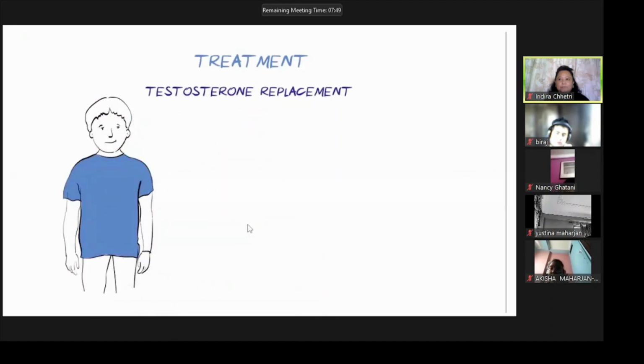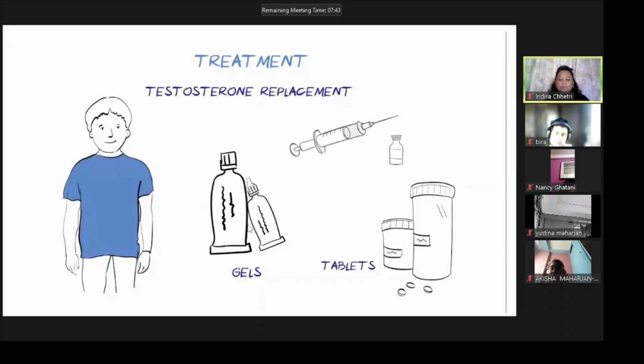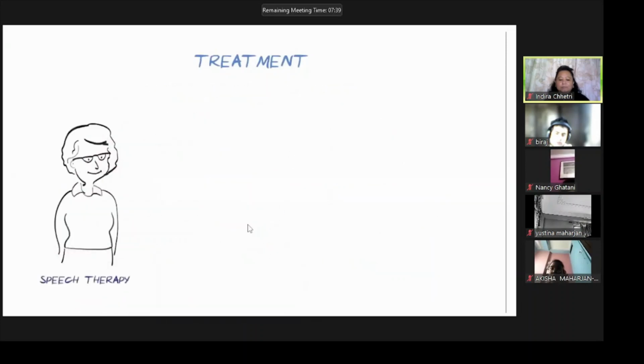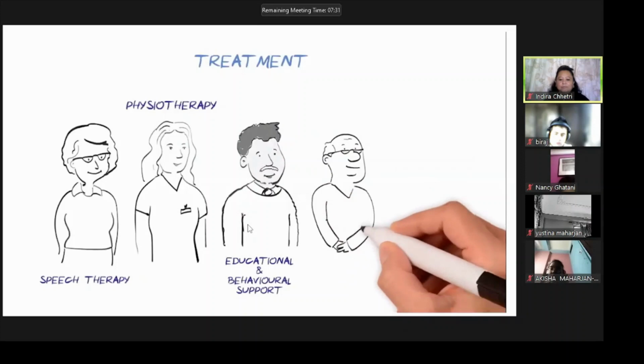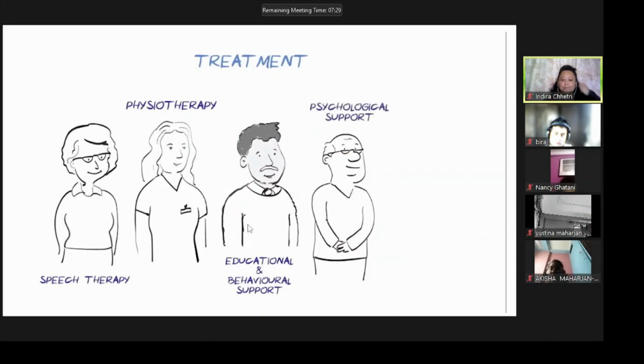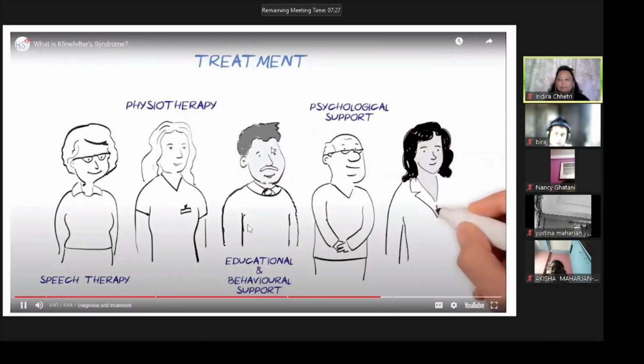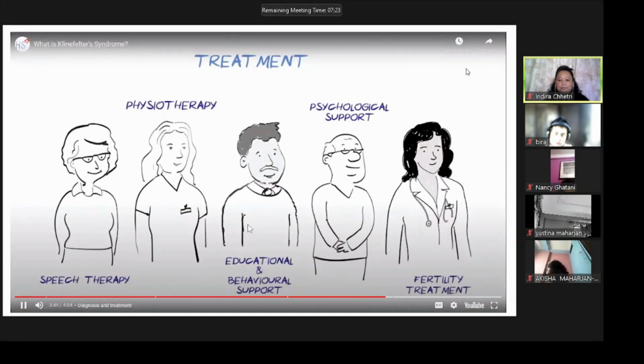This is usually not required until after puberty, and it can be provided in various ways, such as gels, tablets, or injections. Other possible interventions include speech therapy, physiotherapy, and occupational therapy, educational and behavioral support at school, and psychological support. There are now fertility treatments which may help some to father children. Increasingly, multidisciplinary clinics are bringing these wide-ranging services together.